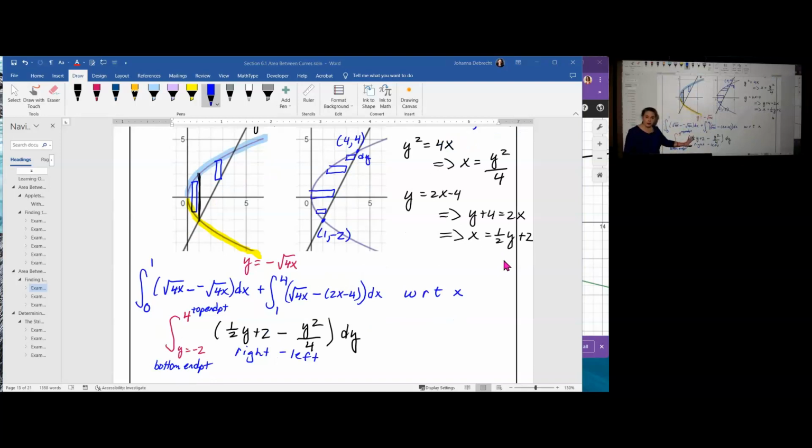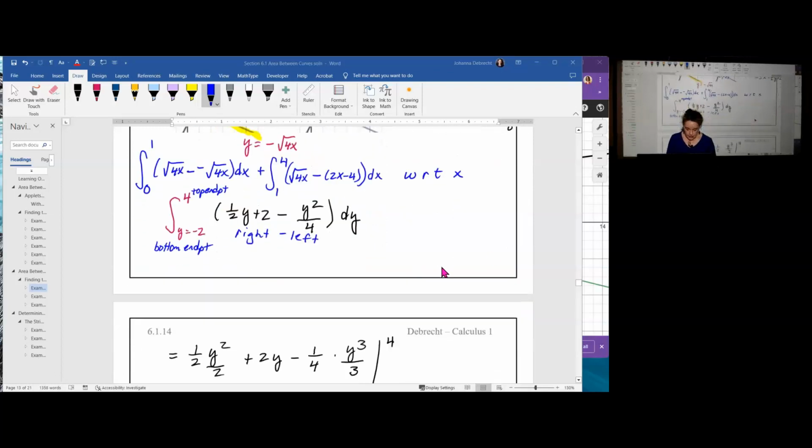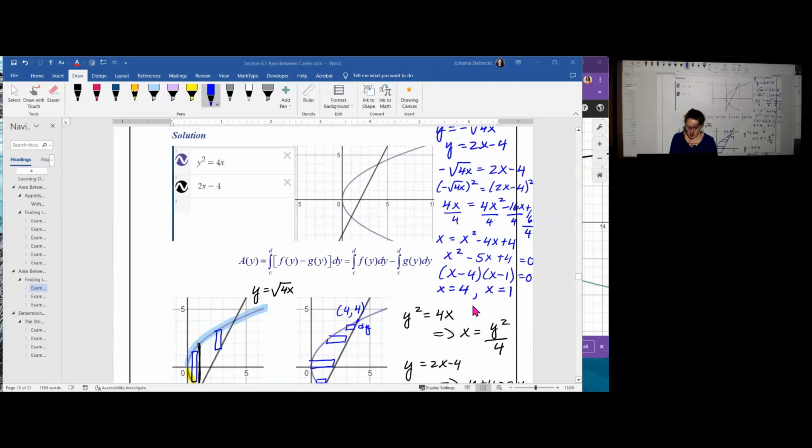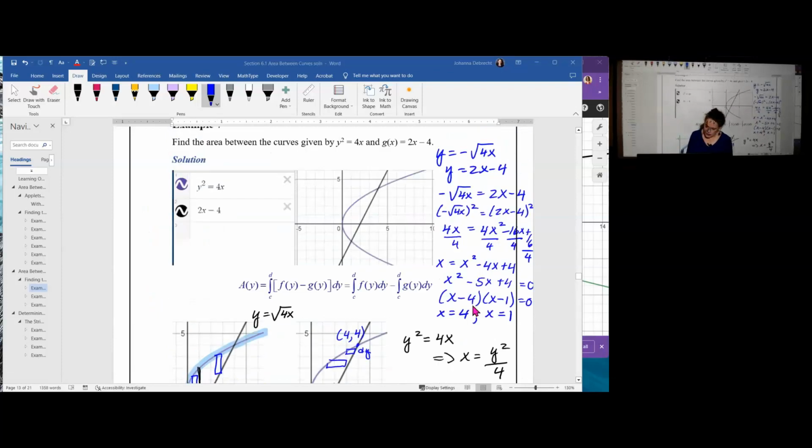Remember that when you integrate with respect to y, the lower limit of integration is the bottom y value, the bottom endpoint of the interval, and the upper limit of integration is the top endpoint of the closed interval, and then it's right function minus left function. In this case, we can simply apply the power rule for integrals, and when we work it out, we get 9 square units. Let's go back and check and make sure we think that's reasonable. Looking back at the original area that we have right here, 1 square unit would be given by this tiny little square there.